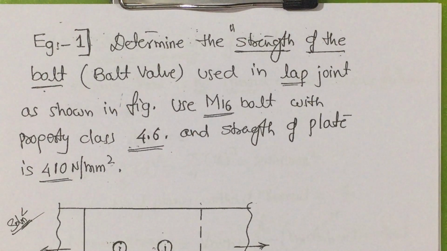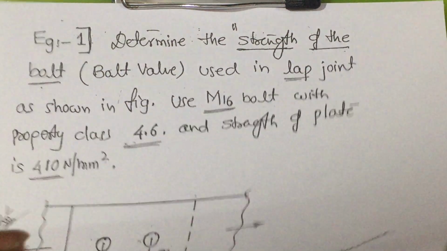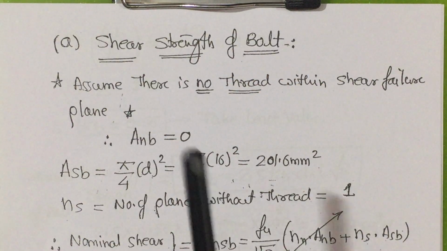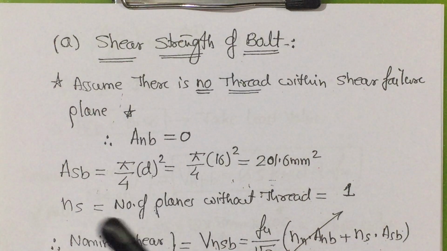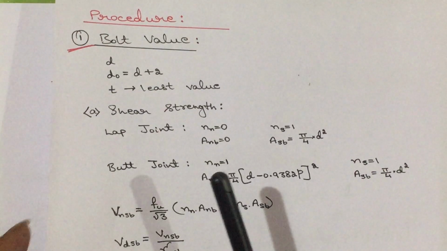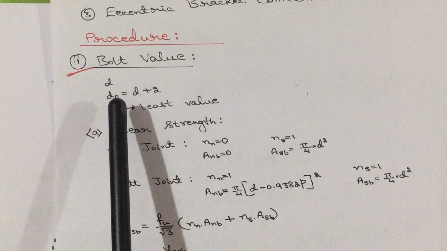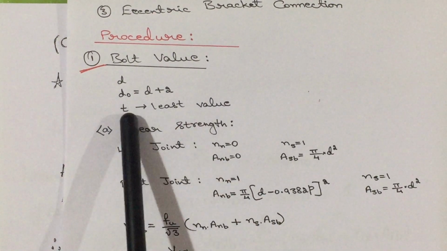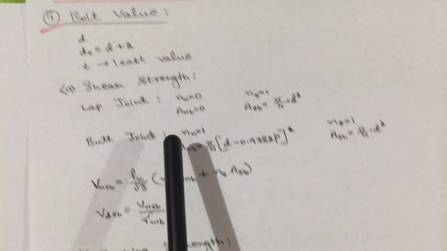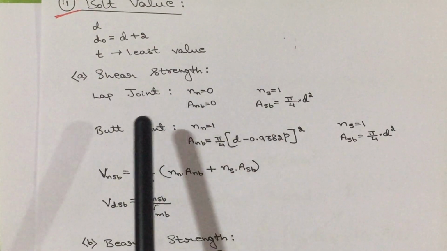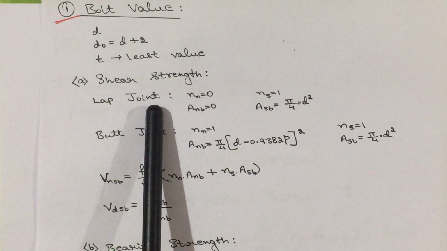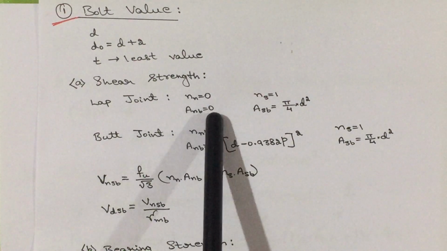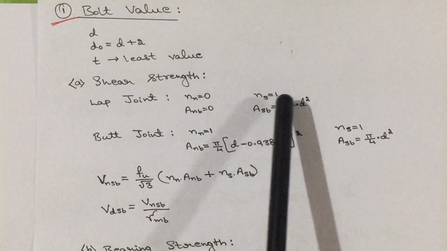Then, shear strength of the bolt, as per the procedure. We calculated D, we wrote the D, then we calculated D naught, then T we are going to take later. Then the first step is shear strength. Which type of joint is it? Lap joint. The first problem is a lap joint. Therefore, NN is equal to 0, so A and B is equal to 0. NS is equal to 1.